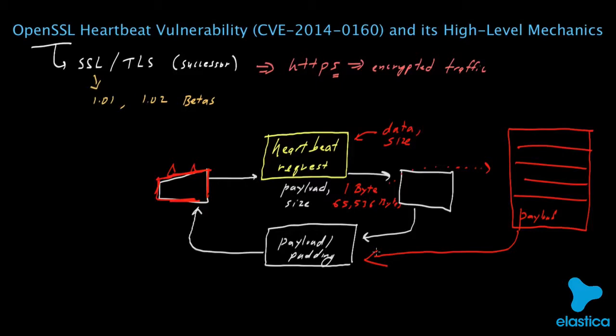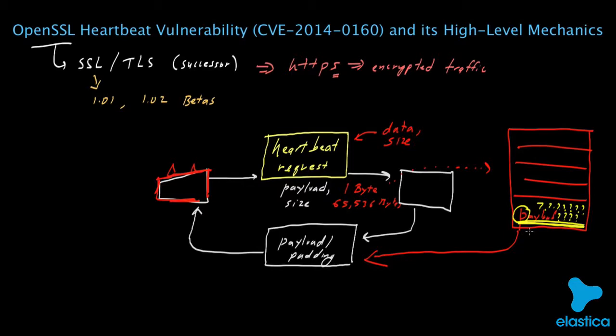So now let's see what happens if the attacker only provides a 1 byte payload, but says that the size is 65,536 bytes. In this case, OpenSSL will locate the starting location where it stored the payload in its memory, and then it's going to copy the next 65,536 bytes as part of the response. The first byte is the actual payload that the attacker specified in his request. But what are these other remaining 65,535 bytes?